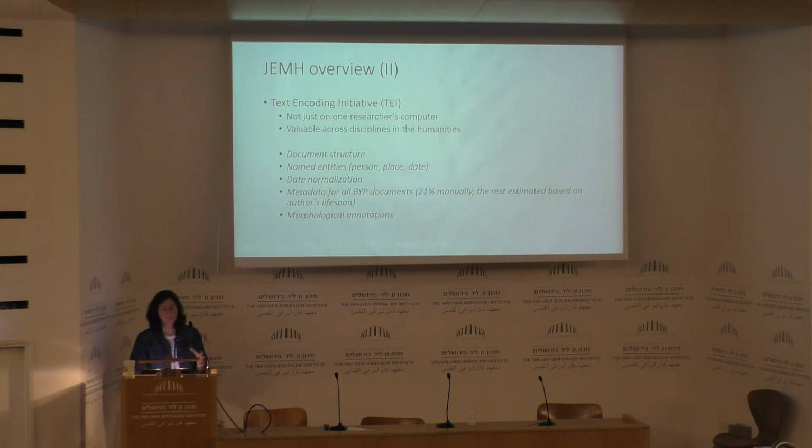We have document structure, some named entities, date normalization, which is an important feature, you'll see in a minute. Metadata for all the Ben Yehuda project documents. A fifth of them we did manually, so we tried to match, this piece of literature was written in 1919, etc. And the rest we did based on author lifespan estimation in collaboration with the NLI again. So using information in the catalog, since the Ben Yehuda project tells you who wrote it, but not when, you can look at who wrote it, look into the catalog to see the lifespan of the individual, and then estimate the midpoint, the average, of when the person lived, and give that as an estimate.